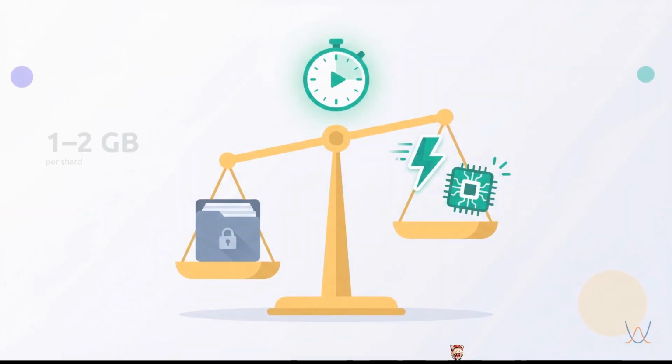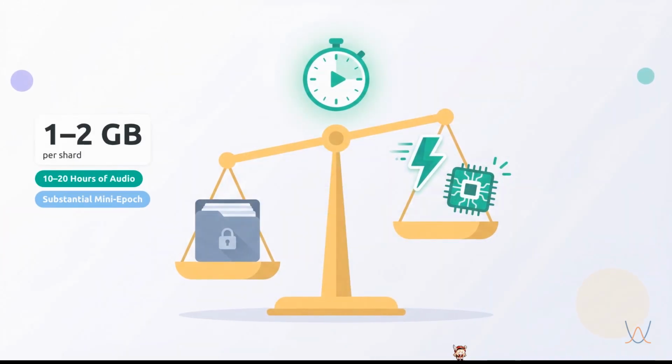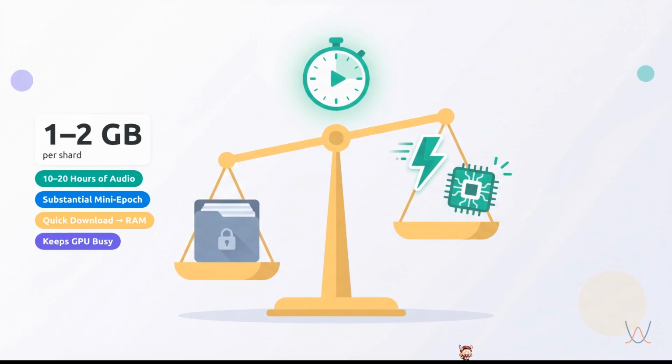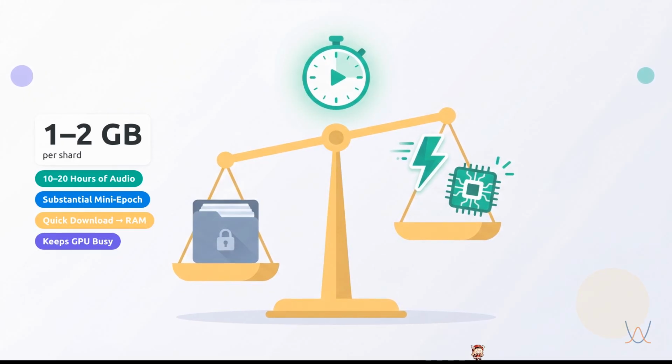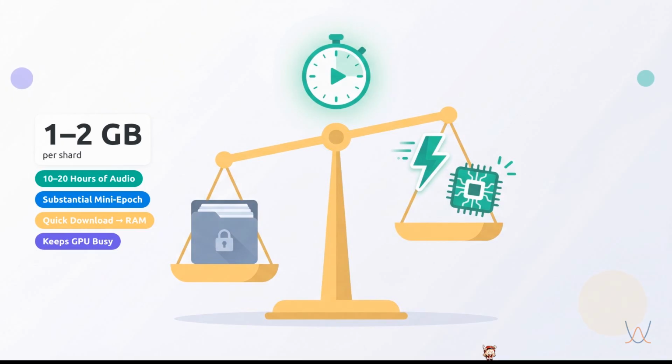We size each shard between 1 and 2 gigabytes. Why? A 1 gigabyte shard of audio contains roughly 10 to 20 hours of speech. That's a substantial mini epoch for a specialized fine-tuning cycle on German data. And 1 gigabyte is small enough to download quickly from storage to memory, but large enough to keep the GPU busy for a meaningful duration, before the overhead of saving a checkpoint kicks in.